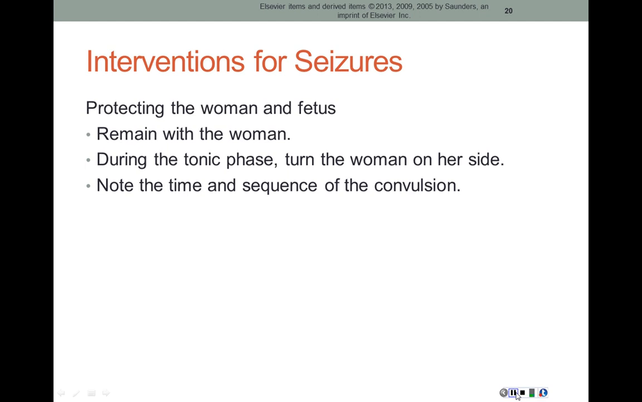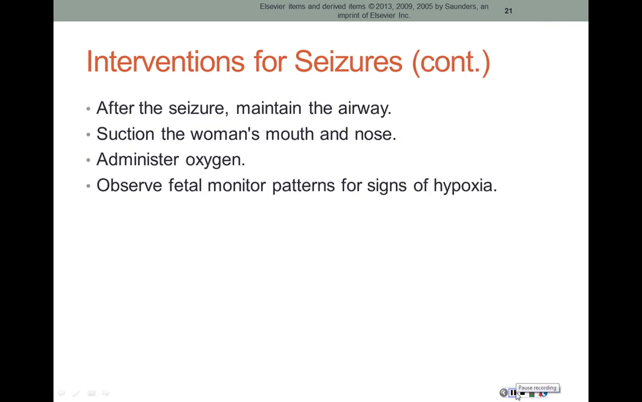We would stay with mom. We would turn her on her side, and we would keep track of how long the seizure lasts, because these are things that the physician is going to want to know about. Of course, airway is a big thing. We want to make sure that after the seizure we maintain their airway. That's one of the reasons why we turn them on their side. We may need to suction them if they have a lot of secretions. We want to give them oxygen. And then we would want to observe fetal monitor patterns for any signs that baby might be hypoxic as well.